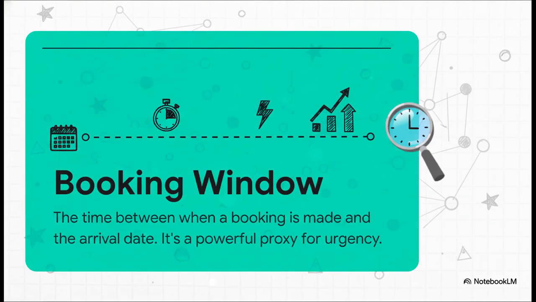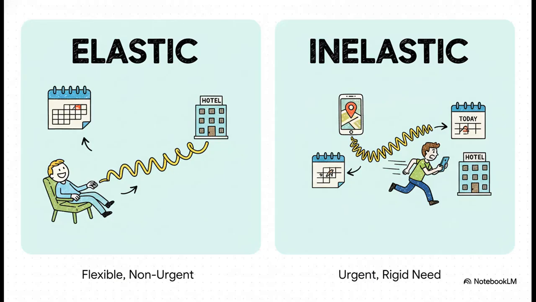Now for our third key metric, and honestly, this one is just brilliant. It's called the booking window. It's simply the amount of time between when you make a booking and your actual arrival date. To an algorithm, this is a powerful proxy for a customer's urgency, which, as you know, is directly tied to their price sensitivity. And this slide just lays out the logic perfectly.